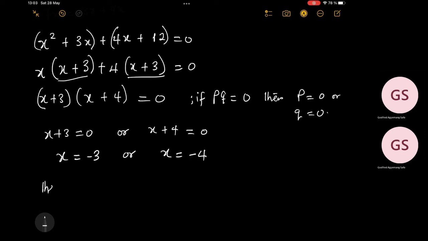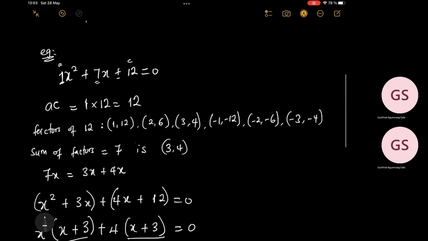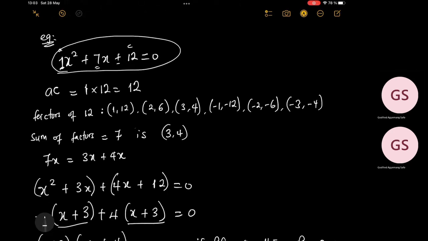So the solution is x equal to minus 3 or x equal to minus 4. These two values satisfy the quadratic equation. This is how we solve a quadratic equation by factorization.